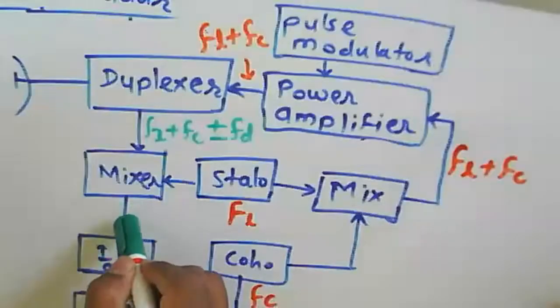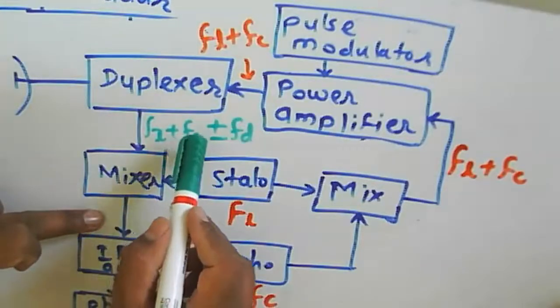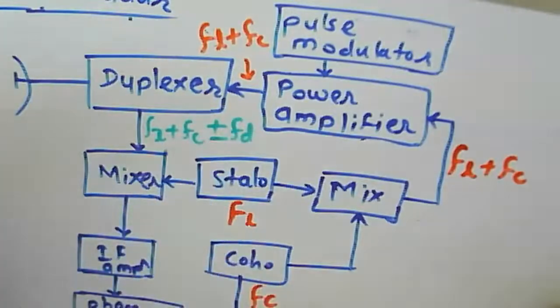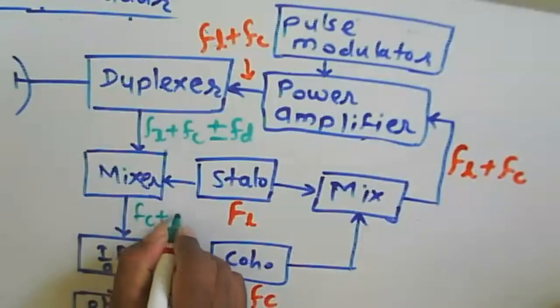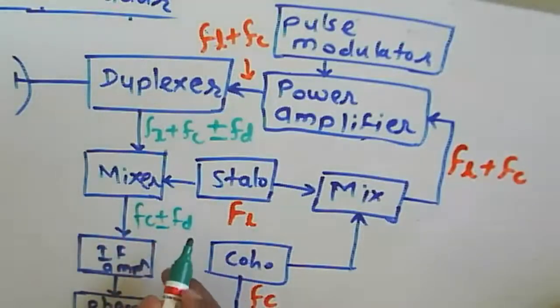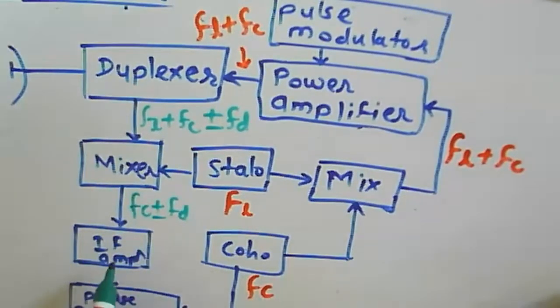After this, the output signal we are getting consists of what? f_C plus or minus f_D. It consists of information from the moving target as well as information from the stationary object. That is nothing but clutter: echo from a target as well as echo from the stationary object. That is f_C plus or minus f_D. And then the same input is provided to the IF amplifier.